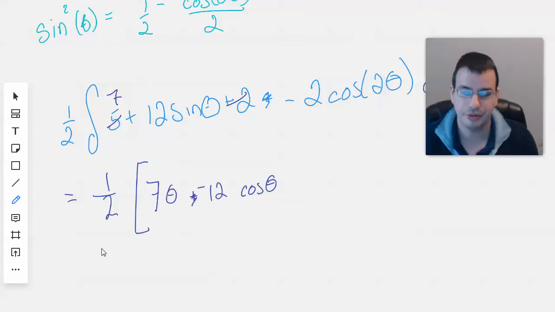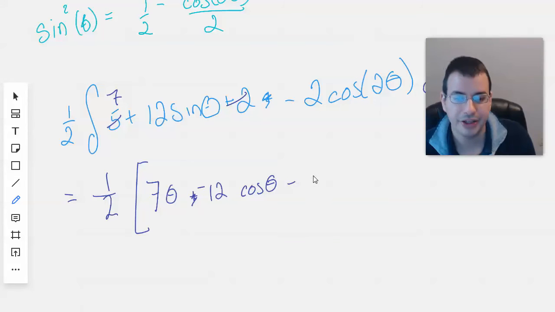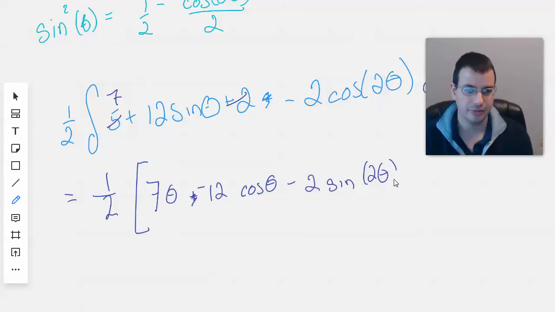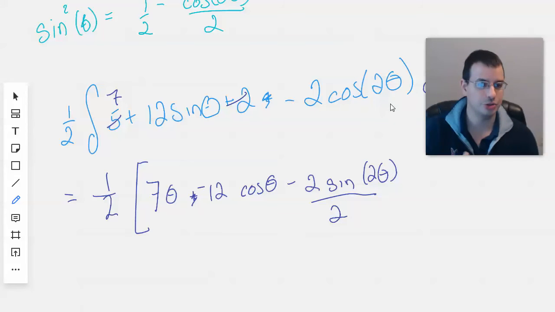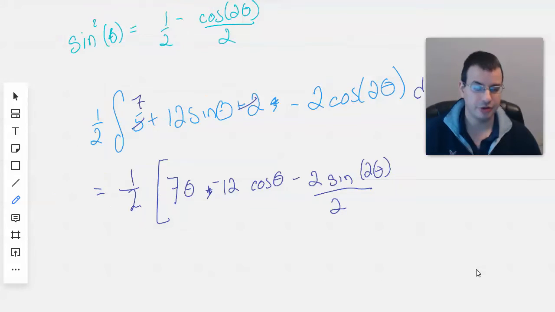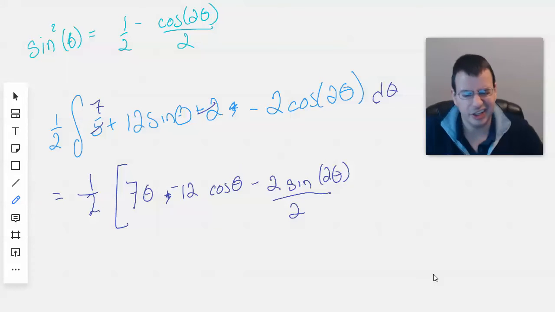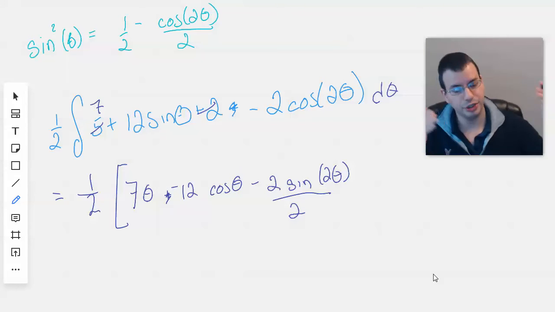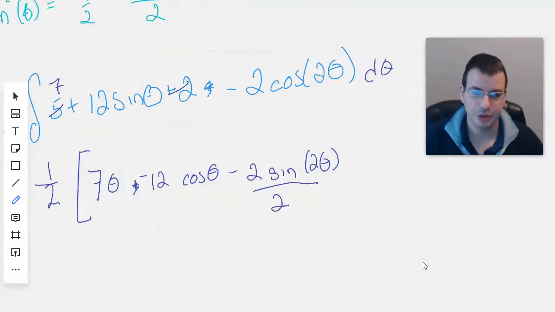Okay. Minus 2 sine of 2 theta over 2. Because when you do a substitution, u equals 2 theta. Derivative of 2 theta is 2. And so du over 2 is what you'd get.